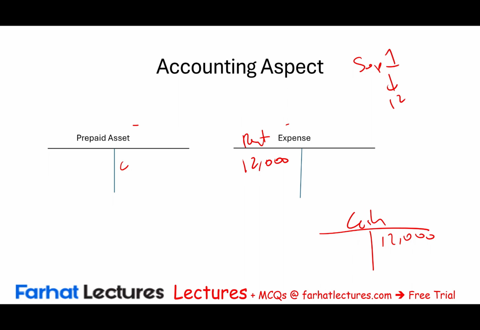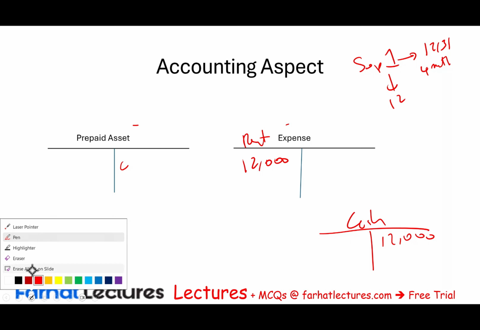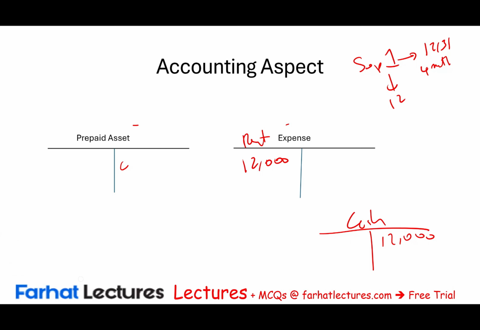So here's what's going to happen. We have September, October, November, and December. From September 1st till December 31st, 4 months went by. So here's what's going to happen now. You're going to have to keep only 4,000 in expenses and remove the 8,000 into prepaid.